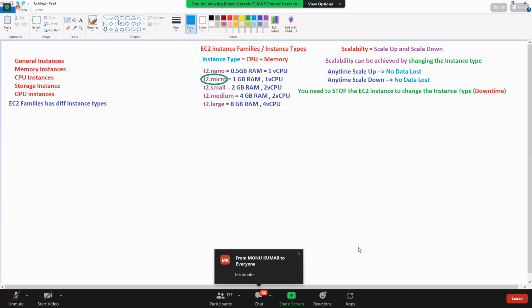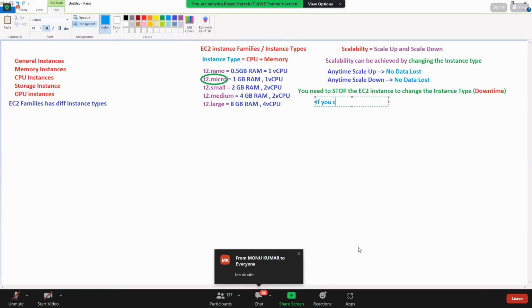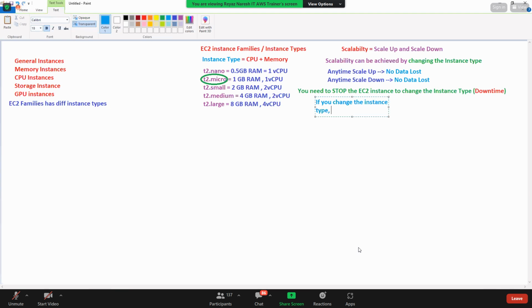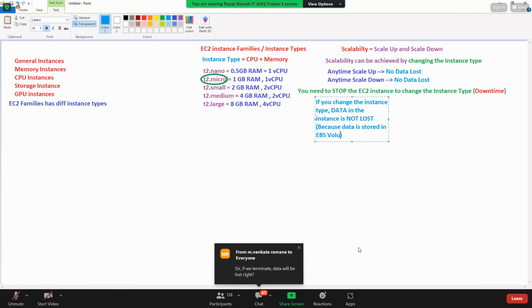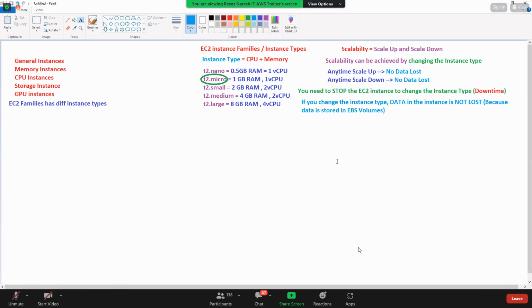So if you change the instance type, data in the instance is not lost, because data is stored in EBS volumes. Venkaramana, you are forgetting your basics, please. If you terminate, data is lost. Obviously, terminate means killing it. If you terminate it, data is lost.